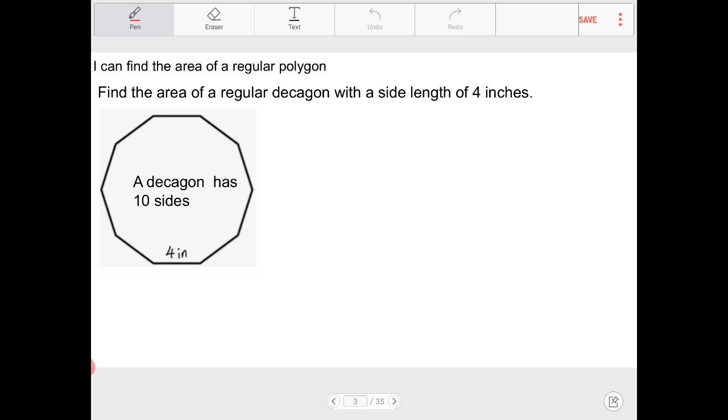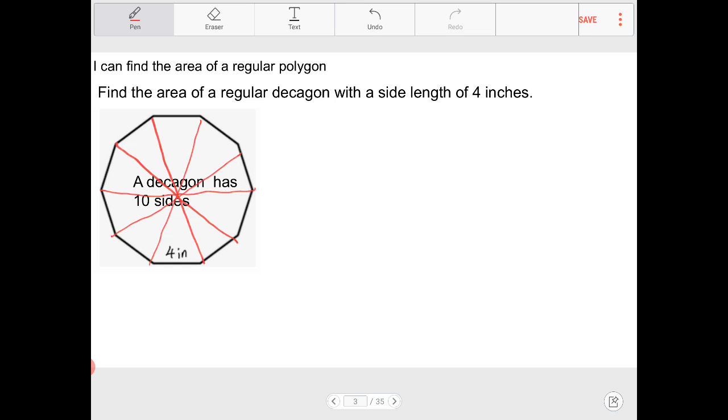So what's the strategy here? We're trying to find the area, which is the space inside of this enclosed figure. If you recognize that all the sides in this regular decagon are the same length, then if we were to connect the dots between all the opposite vertices, you're going to see that we have a series of the same isosceles triangle.